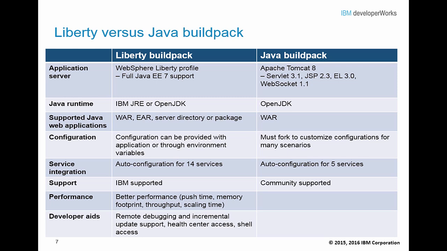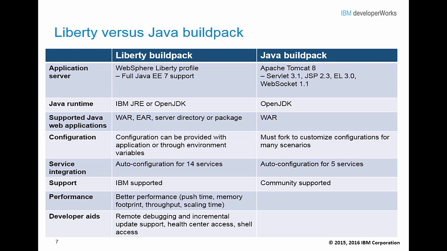The Liberty build pack also has a neat feature of auto-wiring services that are available in the catalog. So the auto-wiring is applicable to 14 services in the catalog, and we will talk about these services in the next session on consuming cloud services. The Java build pack only auto-wires 5 services.